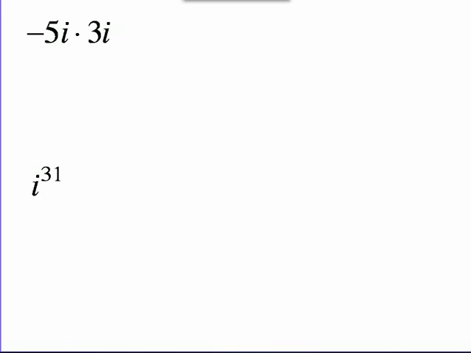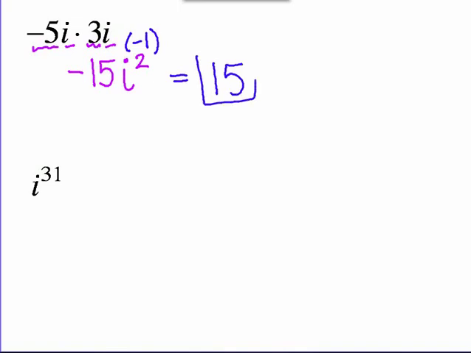So let's look at this one. Negative 5i times 3i. What do you think you're going to do there? What would logic say that you do? Negative 15 i squared, because you're taking i times i. And you're correct. So basically you take negative 5 times 3 and then i times i. What is i squared equivalent to? Negative 1. So I have negative 15 times negative 1, and that is your answer. All you're going to be doing is simplifying numbers. Now i to the 31st.